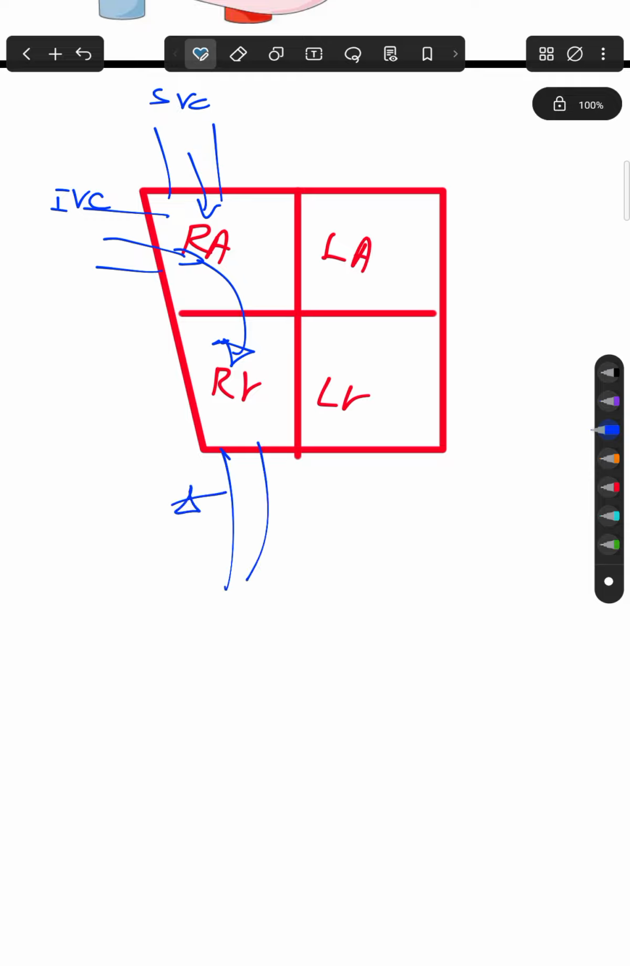Quick quiz, guys, comment this before I reveal it. Which vessel is it? Is it A, the pulmonary vein, because these are all veins that are bringing blood, or is it B, the pulmonary artery?